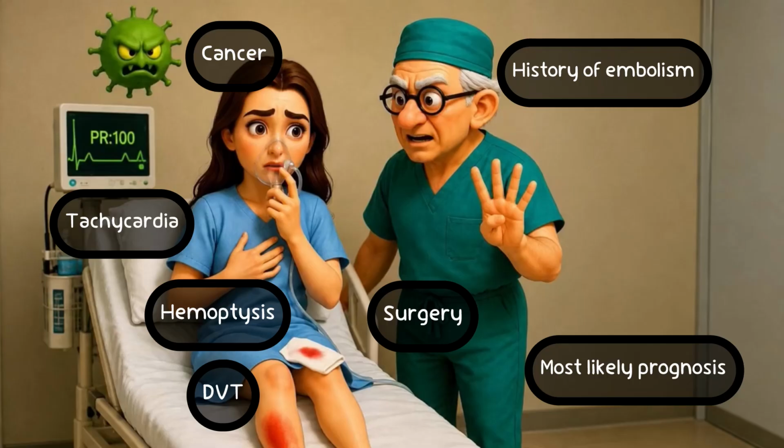The total score helps estimate the probability of pulmonary embolism and guides the next diagnostic step. And one important point, the Wells score doesn't confirm pulmonary embolism by itself. It's a clinical prediction rule used to estimate pretest probability and decide how to proceed with further testing, such as D-dimer or imaging.